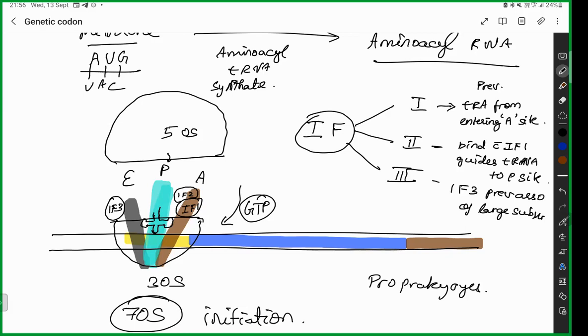Is it clear? Now, all these processes occurred. Your amino acid loaded tRNA came and sat on your peptidyl site. Okay, very clear. That's all.